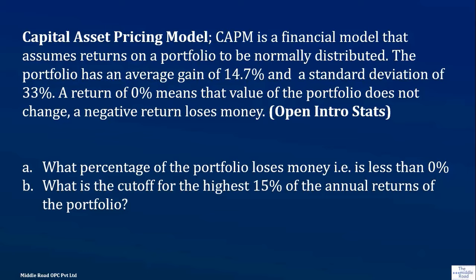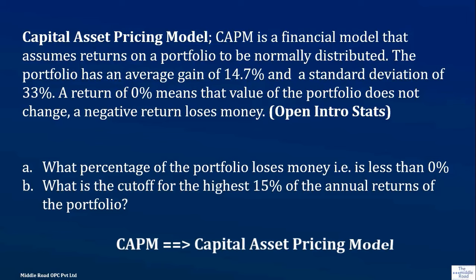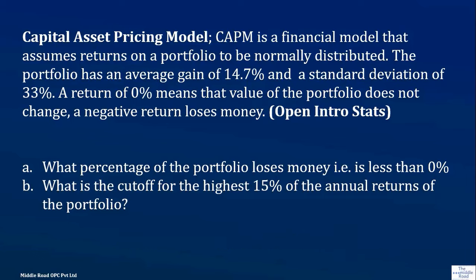CAPM is a financial model that assumes returns on a portfolio to be normally distributed. Right? We looked at the capital asset pricing model. We'll not go in depth on that right now, but we are going to look at how to solve this question. A portfolio has an average gain of 14.7% and a standard deviation of 33%. A return of 0 means the value of the portfolio has not changed. A negative value means you are losing money. What percentage of the portfolio loses money, which is less than 0%?